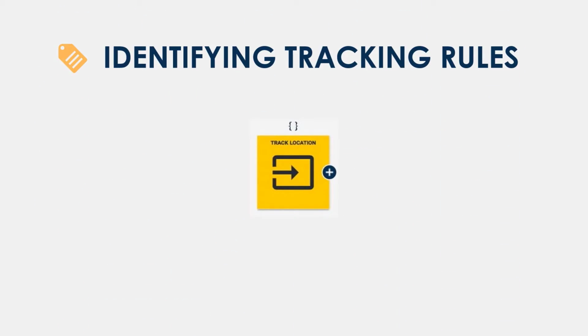Identifying tracking rules. We use the existence of this public template called Track Location to identify a rule as being a tracking rule. The Track Location template takes the customer's location where they've interacted with your brand, and it creates a tracking event containing this information, which then flows directly into Journey Analytics.